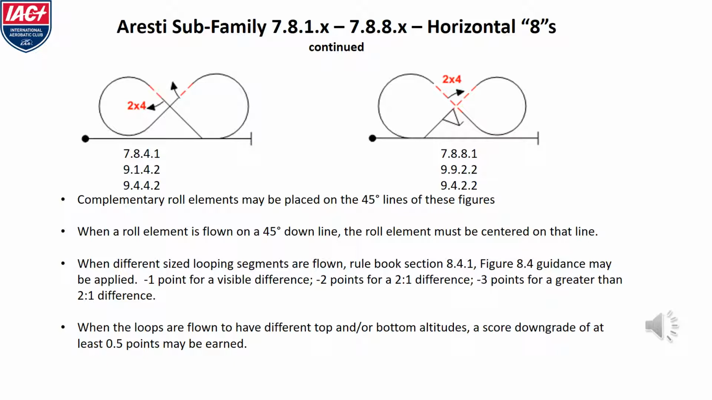When different sized looping segments are flown, we downgrade the score: 1 point for visible difference, 2 points for a 2-to-1 difference, 3 points for greater than 2-to-1 difference. When the loops are flown to have different top and bottom altitudes, a score downgrade is also applied.